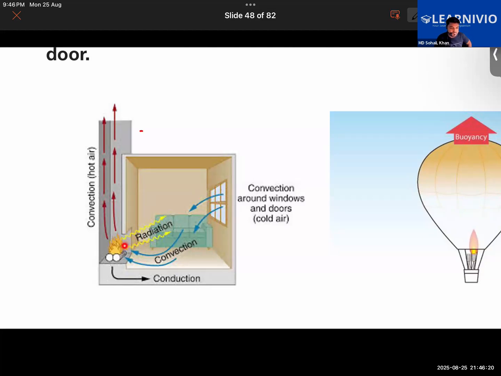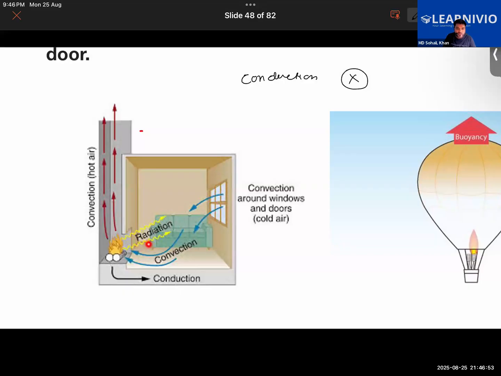Look over here. If there's a fireplace here, the entire room gets heated up. So how is the entire room getting heated up? Is it due to conduction? No, convection. Because conduction needs a medium in direct contact. So it's only via convection. Convection takes place in fluids only, through air. That is the thing.